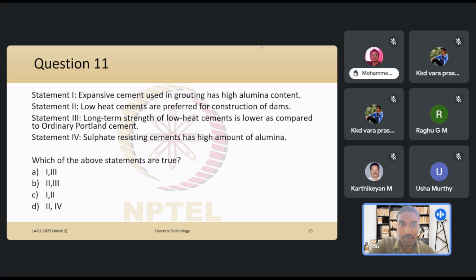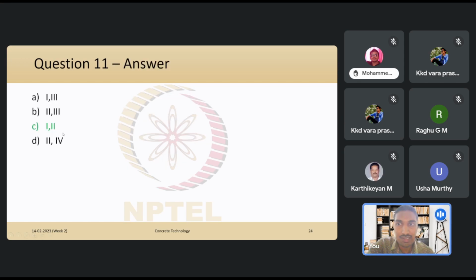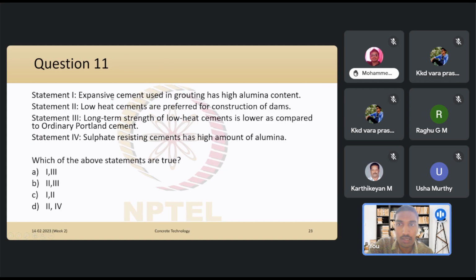Okay, any other answers other than option C that we have here? Okay, so let's take a look at the answer now. So the right option is option C, statements 1 and 2, right? So only statements 1 and 2 are the correct statements. So why is that? Let's look at the incorrect statements first, which are 3 and 4.